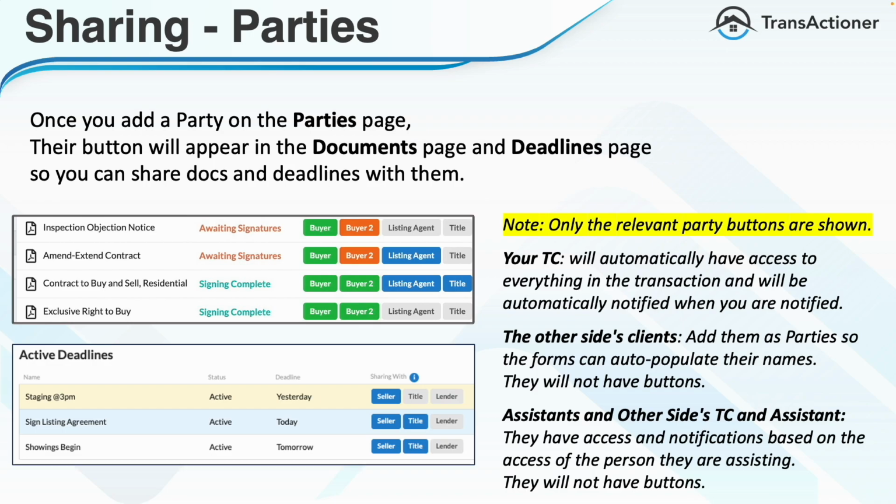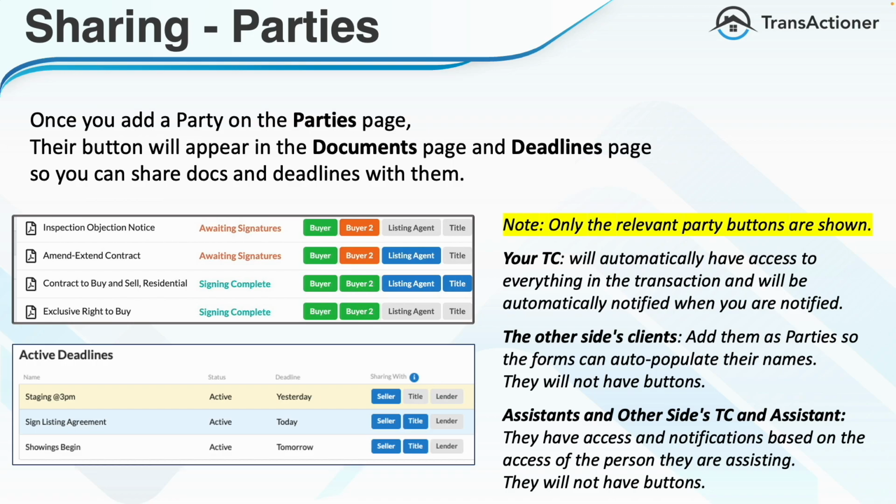TCs and assistants will automatically be receiving notifications based on their supported agent being notified or documents shared with them. The other side's clients, you don't have access to simply share with them. That is the role for the other agent to do. So those buttons will not show up either. So your clients will show up. You can still add the other side's clients into the parties so that the forms will auto-populate, but their buttons will not show up because you should not be directly contacting the other agents.